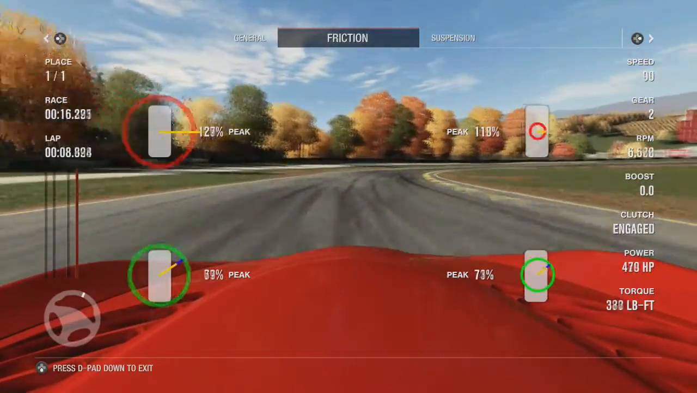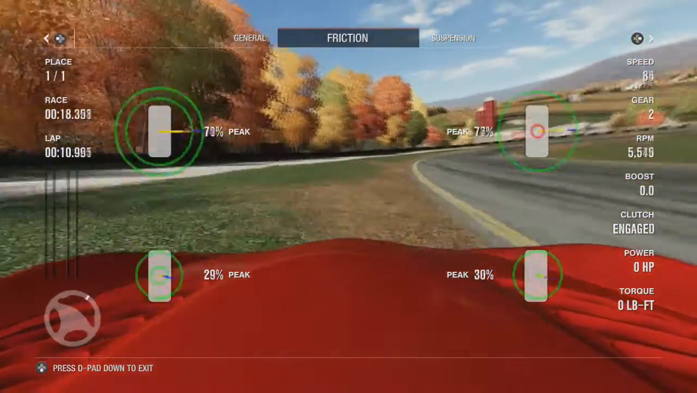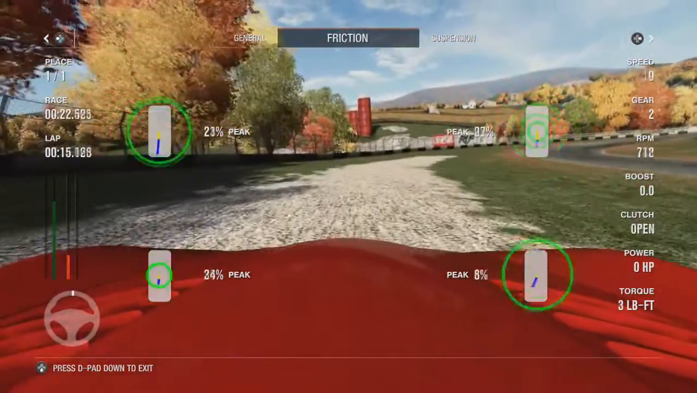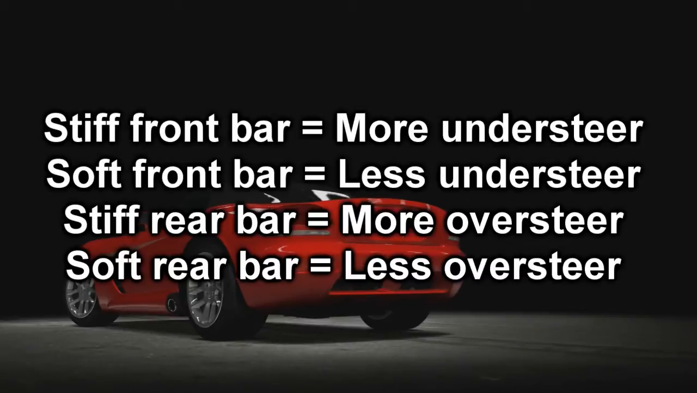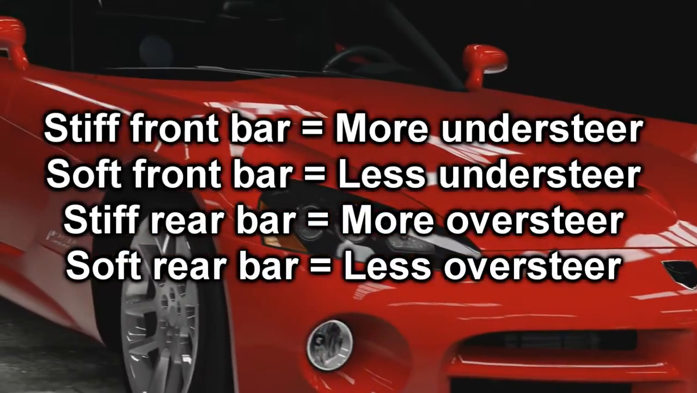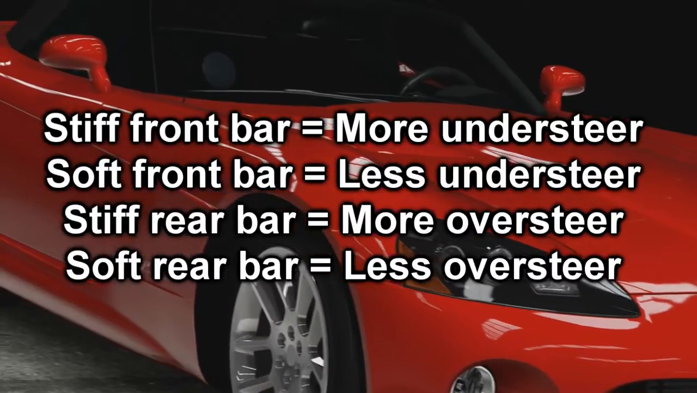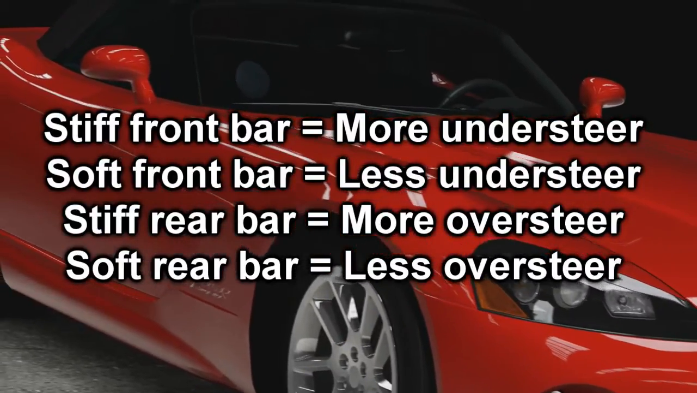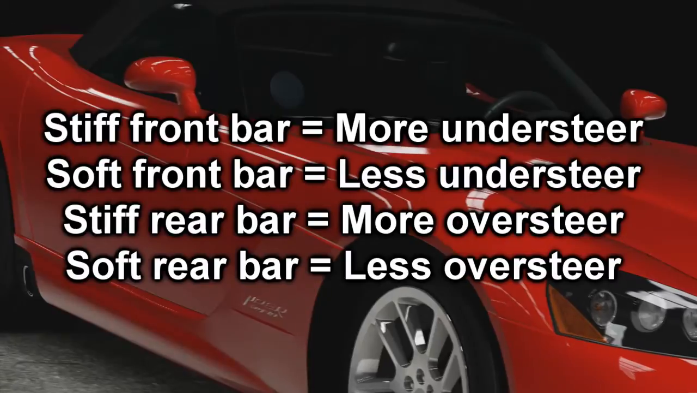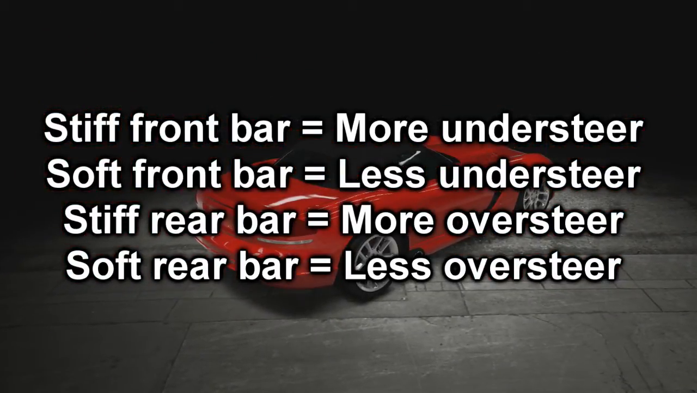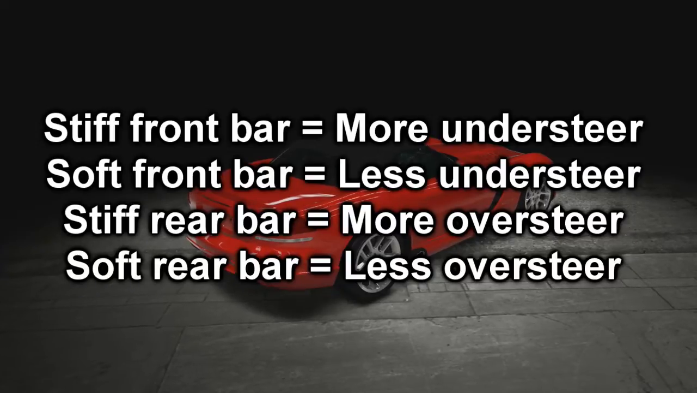And from the friction tab you can see that the front tyres are losing traction, and from that we're getting understeer and going off on the outside of the corner. So the basics of the anti-roll bars are, if you want more understeer then you want to stiffen the front anti-roll bar, less understeer then you soften the front anti-roll bar. And likewise with the rear, if you want more oversteer you stiffen the rear anti-roll bar, and if you want less oversteer you soften the rear anti-roll bar.